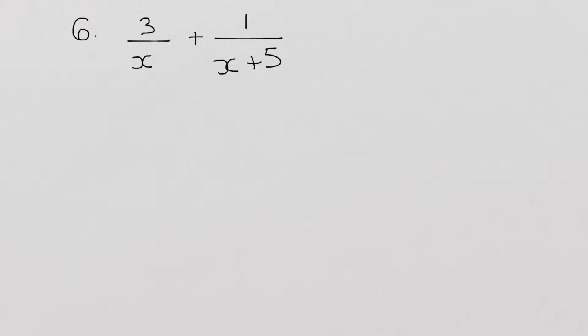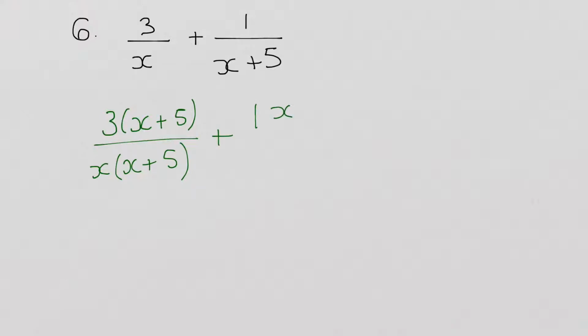Expressing algebraic fractions as a single fraction, your first step is going to be to multiply everything on this side by x and everything on this side by x plus 5 so that they have the same denominator, and then we can just add them. So first step then, 3 over x times x plus 5, so I'm going to get 3 times x plus 5 over x times x plus 5 plus 1 times x over x times x plus 5.